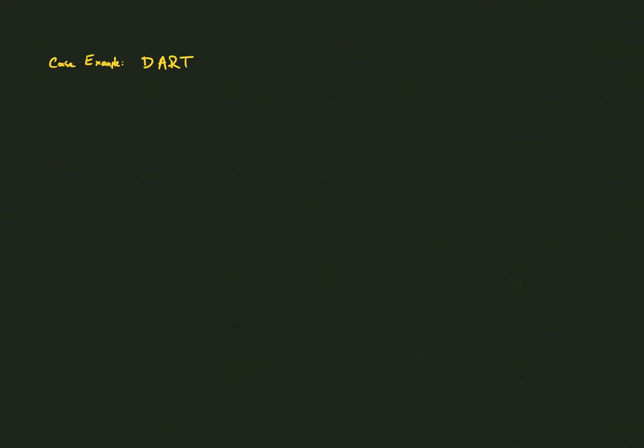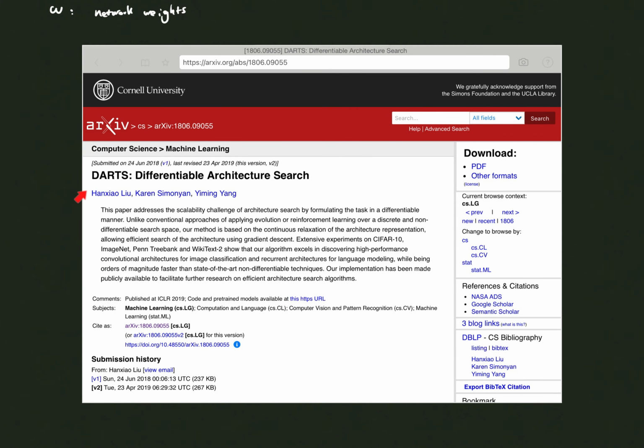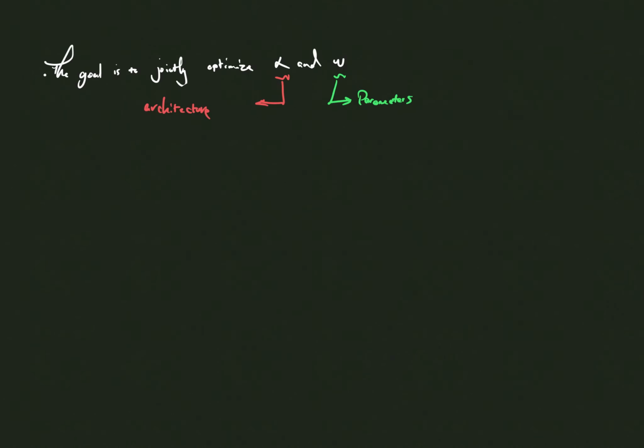And this way you are looking for the optimal architecture using differentiable programming and essentially gradient descent. So then again, you have the hyperparameters determining the architecture, and you have the network weights. Now this is the paper. And again, the goal is to optimize alpha, which determines the architecture, and omega, which are the model parameters.